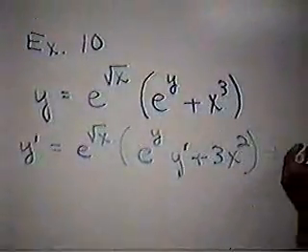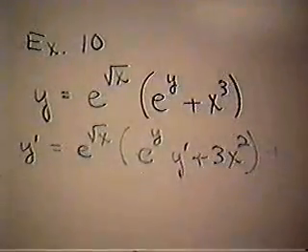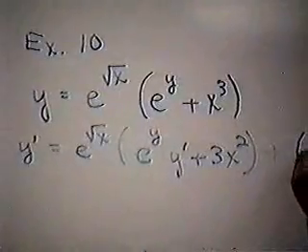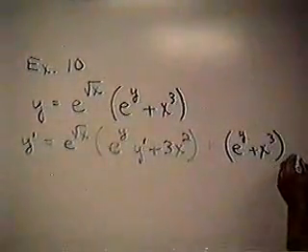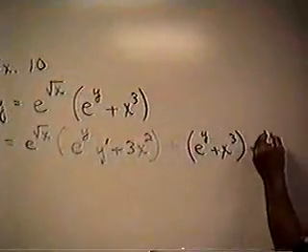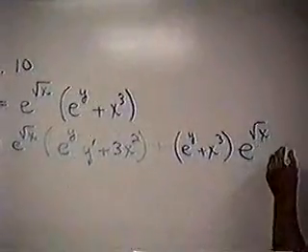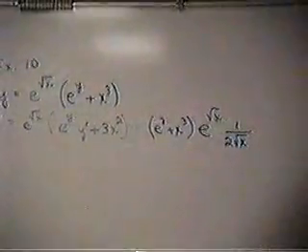Plus, now we write down the first one. So we write down the second one, e to the y plus x cubed, and take the derivative of the first one. The derivative of the first one is itself times the derivative of the power. The derivative of square root of x is 1 over 2 times the square root of x.